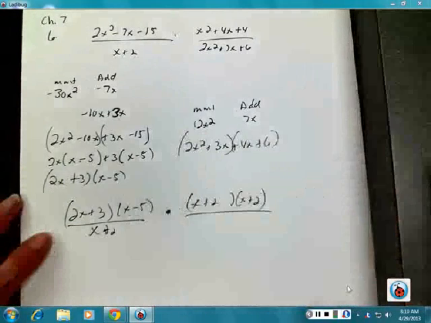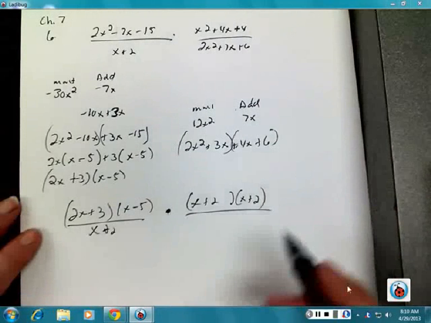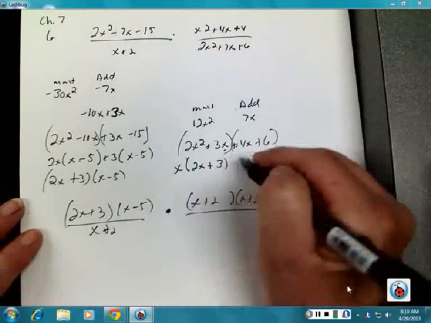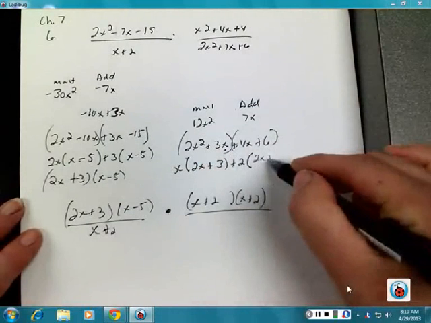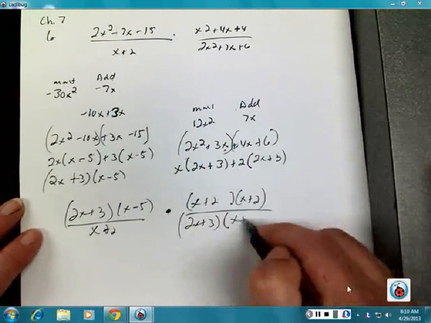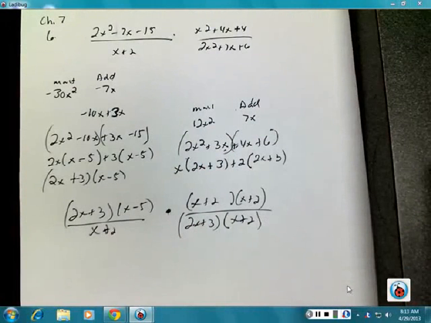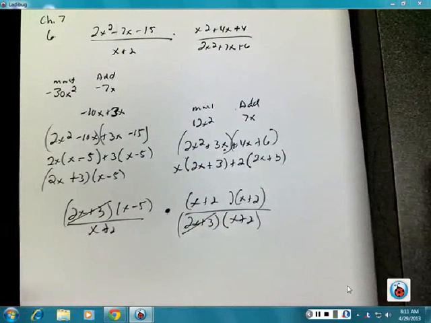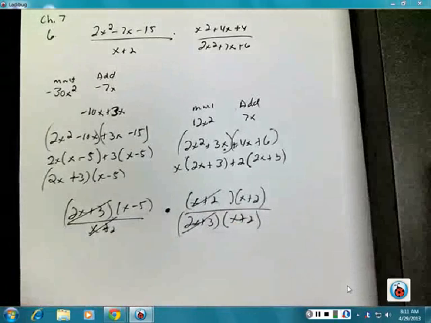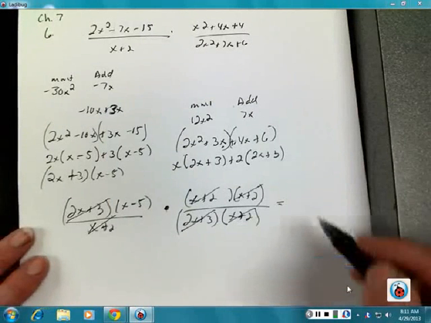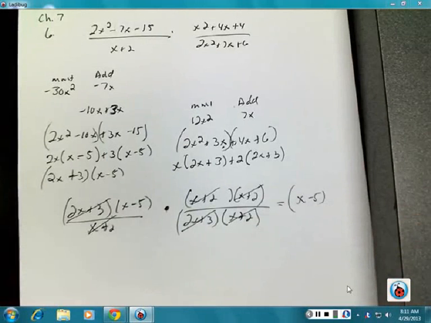Group in 2's. What do I pull out of that first part? I pull out an x only. Leaves me with 2x plus 3. Second one, I can pull out a plus 2. Leaves me with 2x plus 3. And so it factors to 2x plus 3 and x plus 2. So I need to see what I can cancel. Well, 2x plus 3's cancel. We okay so far? Okay. x plus 2 and x plus 2 cancel. Another x plus 2 and another x plus 2 cancel. So the only thing this whole problem has left in it is x minus 5. So you get x minus 5.